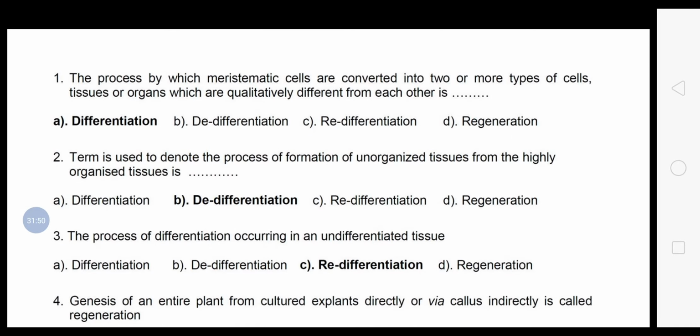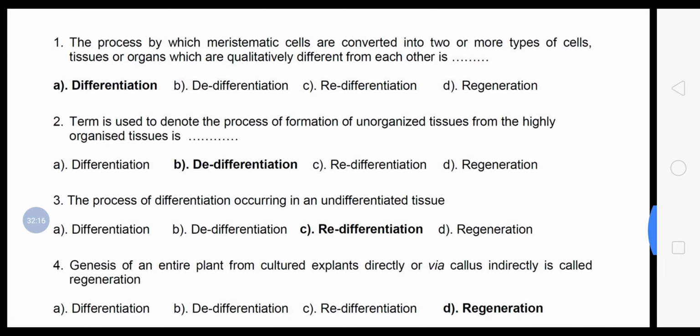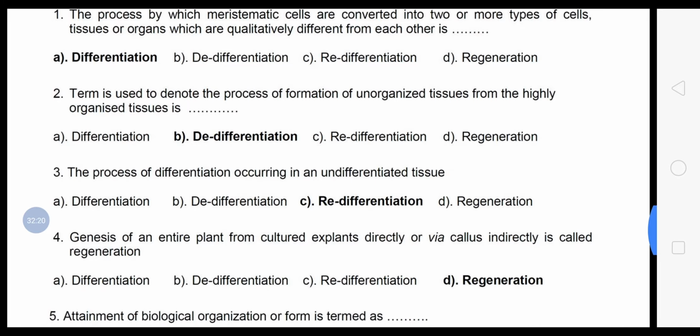The process by which meristematic cells are converted into two or more types of cells, tissues or organs which are qualitatively different from each other is differentiation. I told you about dedifferentiation and redifferentiation. So this is the definition of differentiation: meristematic cells convert into two or more types of cells, tissues and organs.